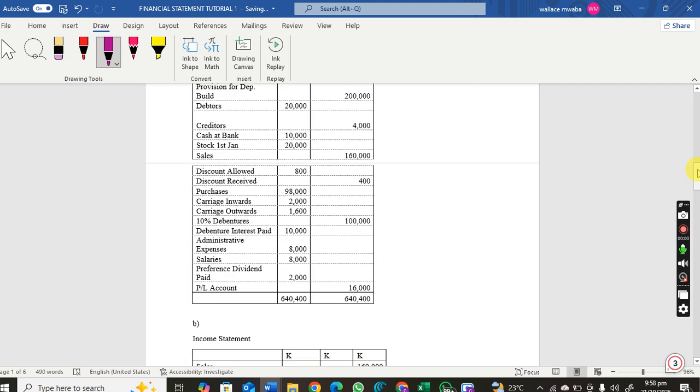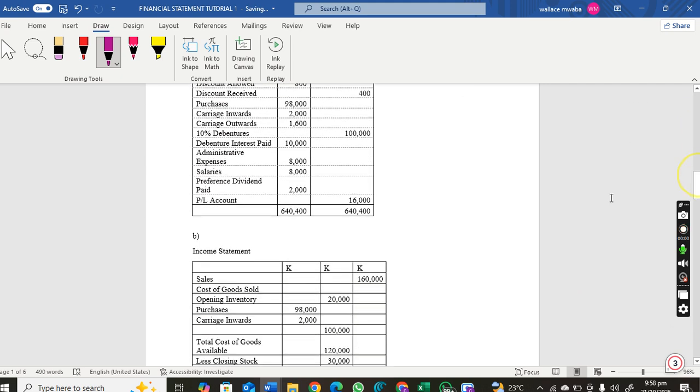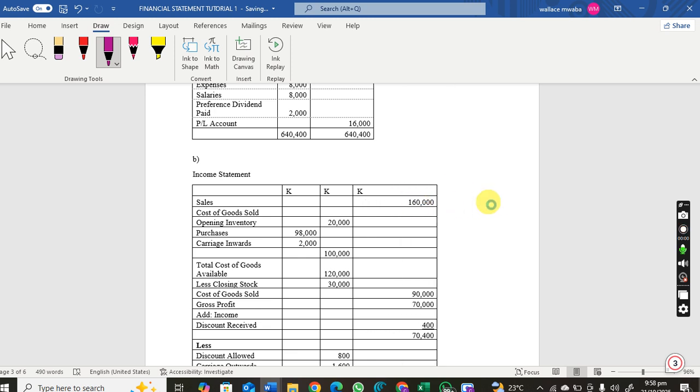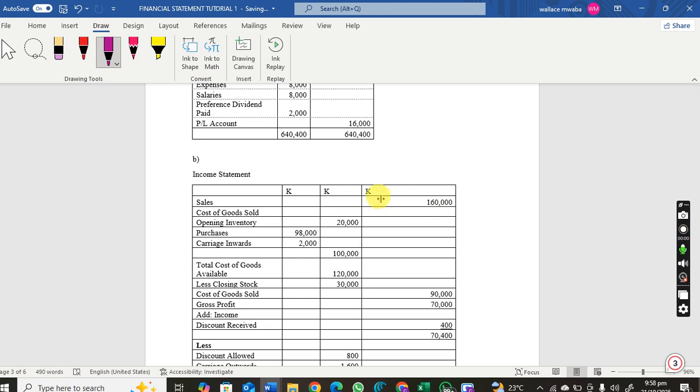Okay, so the first item in the trading account is your sales revenue. This is the money that you've made from selling goods or services. So you put here sales revenue 160,000.